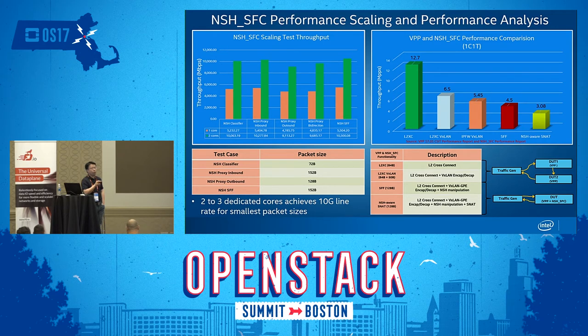because VXLAN GPE encapsulation drops performance, as you have to first do a basic lookup in the table, and also you need a memory copy to copy the VXLAN GPE header and the outer layer 2, layer 3, layer 4 headers before the original packet. It actually needs CPU cycles and memory bandwidth.